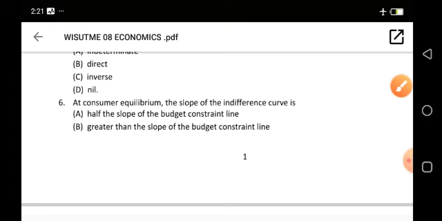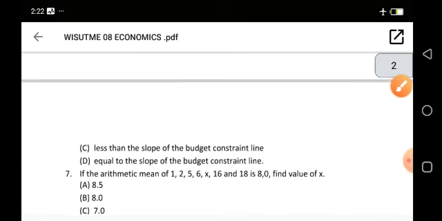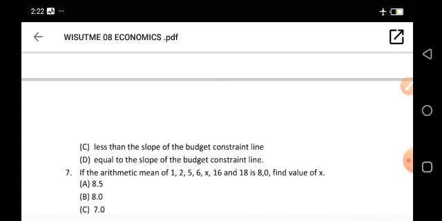So now the answer to that question is D, equal to the slope of the budget constraint line. So when the indifference curve meets the budget line, that is the point of equilibrium. You can do more research yourself from your textbooks. You'll be able to get more explanation on that.